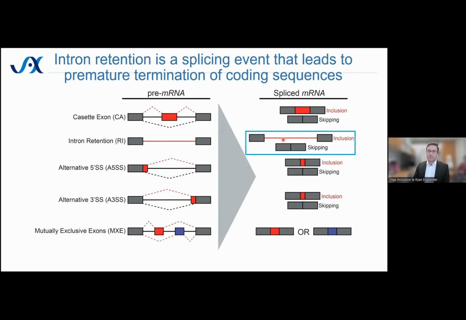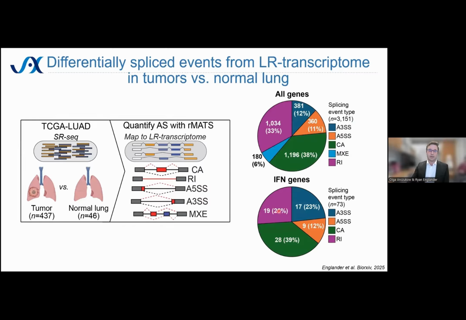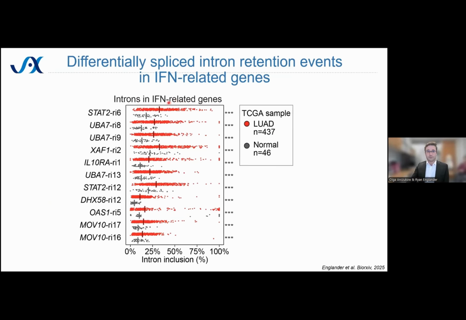immune responses. And so to get a better sense of which specific events might be involved, we quantified alternative splicing events using short-read RNA sequencing from the Cancer Genome Atlas, comparing tumor to normal lung tissue with a specific focus on intron retention events in interferon-related genes. And what we found are differentially expressed events shown here on the slide. You'll notice that all of them are upregulated in lung adenocarcinoma relative to normal lung, suggesting that intron retention indeed might be a way that lung adenocarcinoma cells are evading interferon-related immune responses.